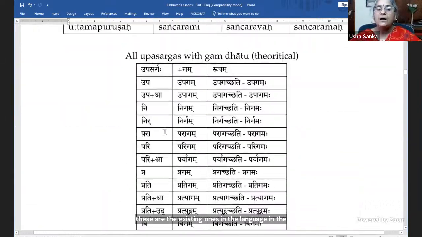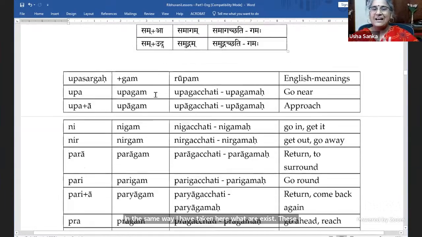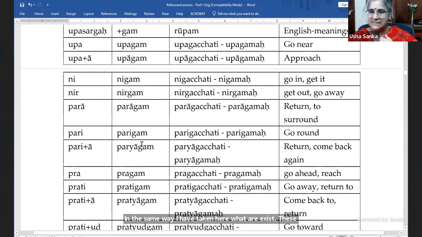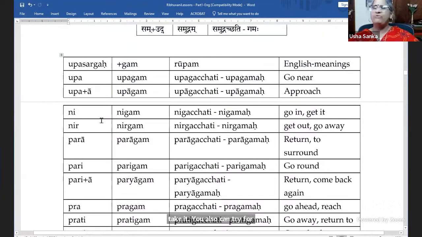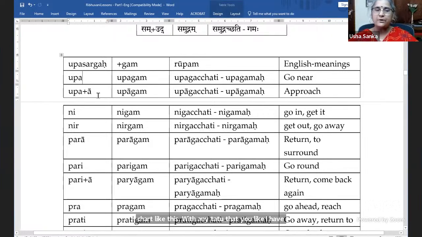In the same way, I have taken here what all exist. These are all there in the dictionary. I took them from the Apte dictionary. I'll show you how to take it. You also can try for others and you can prepare a chart like this very easily. One homework you have to do is to prepare one chart like this with any dhatu that you like. I have given you a list, and from the list you can do any dhatu. I will tell you how to do it also. I did it in a small way. I will show you how.